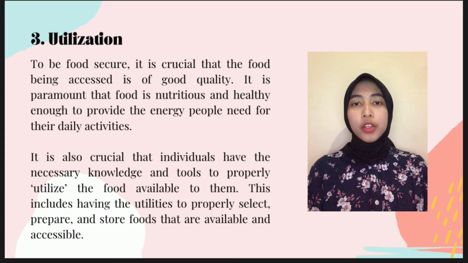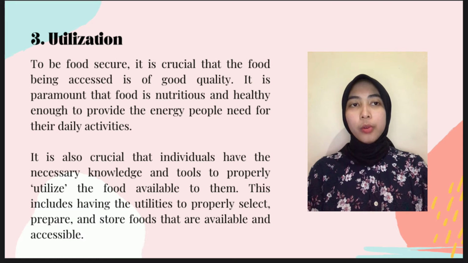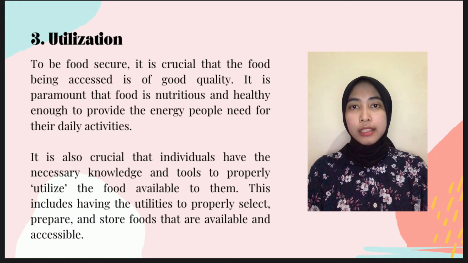The third one is utilization. Not all food is of equal or sufficient value. To be food secure, it is crucial that the food being accessed is of a good quality. It is paramount that food is nutritious and healthy enough to provide the energy people need for their daily activities. It is also crucial that individuals have the necessary knowledge and tools to properly utilize the food available to them. These include having the utilities to properly select, prepare, and store foods that are available and accessible.